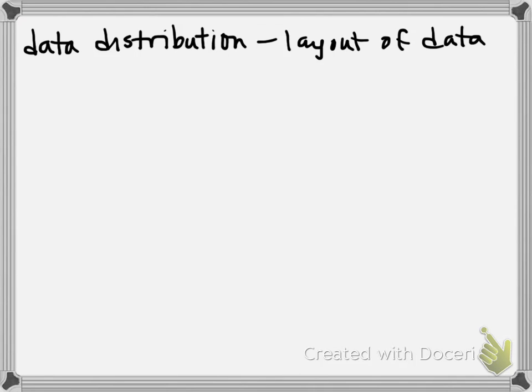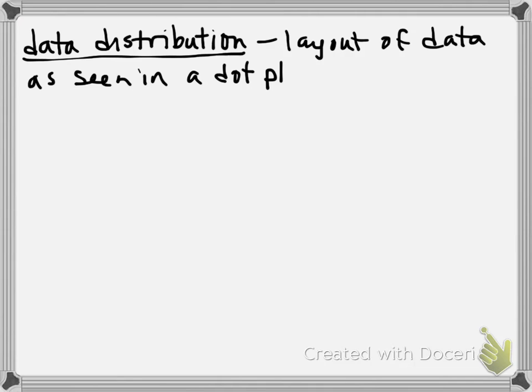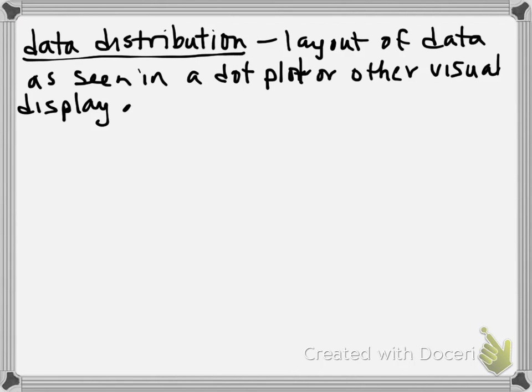And the really best way to look at it is looking at a dot plot or some other sort of graph, okay? So data distribution, the layout of data as seen in a dot plot or other visual display of data. So other, I would think, would be something like a bar graph, maybe even a histogram. We would be able to see the same sort of relationship.